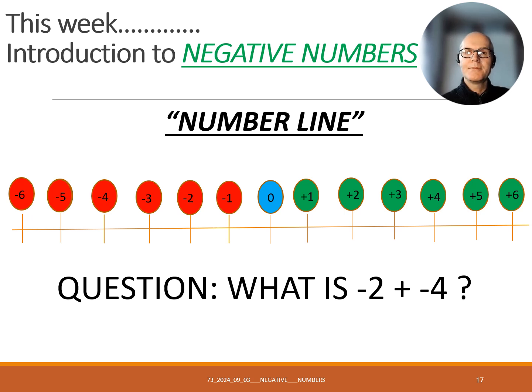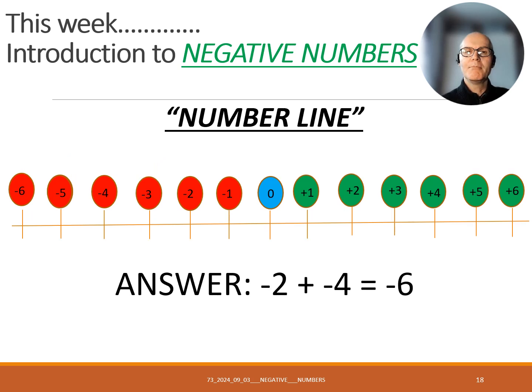Now, this is where it starts to get interesting. Minus 2 plus minus 4. This time we're going down the way. We're not going left on the number line. We're going down the way. We're going more negative. Minus 2 plus minus 4 equals minus 6. 1, 2, 3, 4. Negative 2 plus negative 4 equals negative 6.